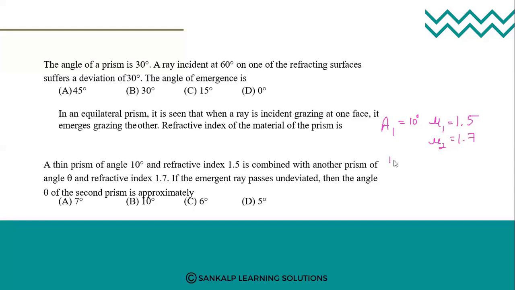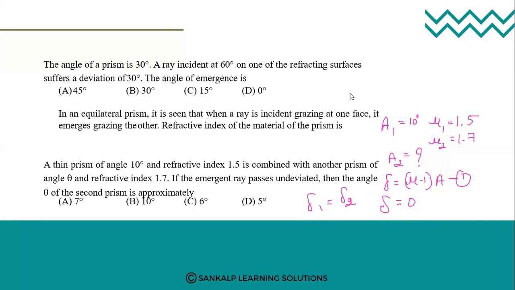Here we need to calculate the value of A2, that is the angle of prism of the second prism. So as we know, the angle of deviation is equal to mu minus 1 into A. This is equation 1. And we also know that when we have the two prisms, the total deviation is 0. The total deviation will be 0. So therefore what we can write here? Delta 1 is equal to delta 2. The deviation of the first prism is equal to the deviation of the second prism.